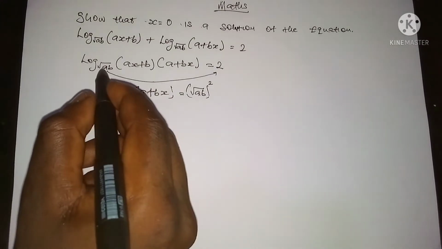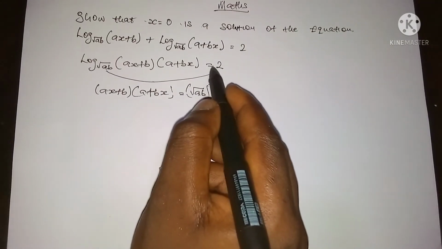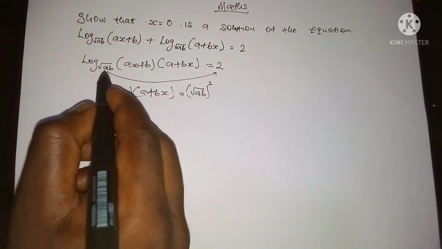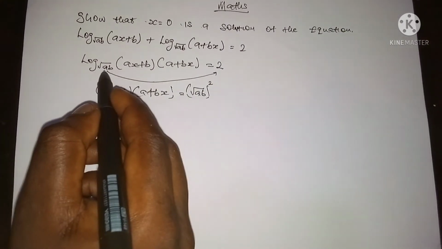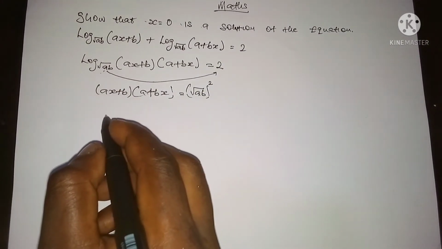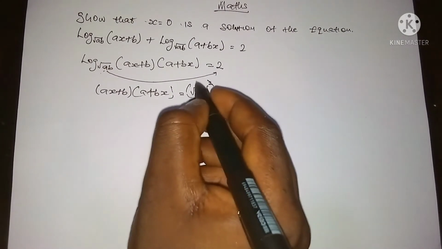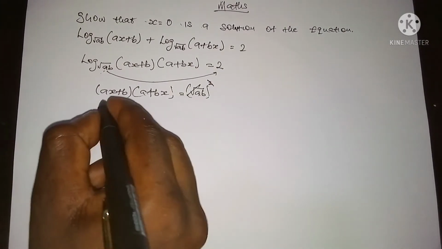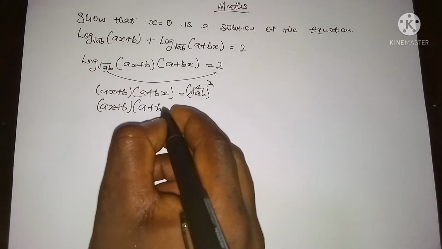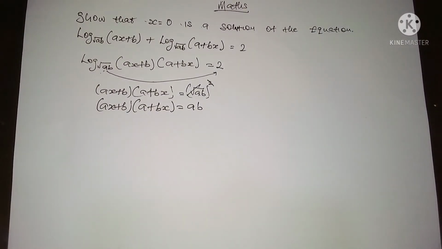So this is a shortcut of getting the log out whenever you are solving any problem on logarithm. The log will cross this equal to sign, and we push whatever is after the equal to sign to become the index of the base. So this base will cross here and this 2 will become the index of the base. When we do that, we'll have a square root and a square, so both will cancel each other, and we'll have (ax plus b)(a plus bx) will be equal to ab.